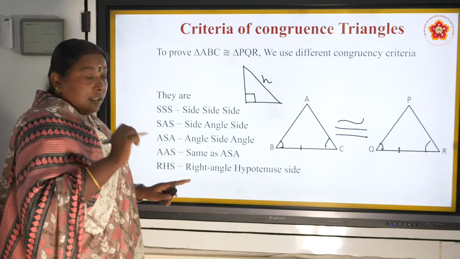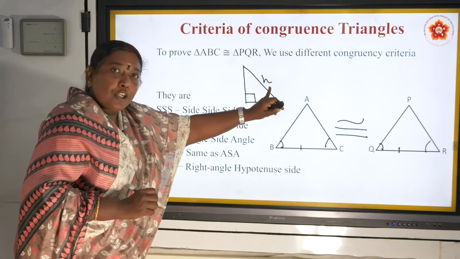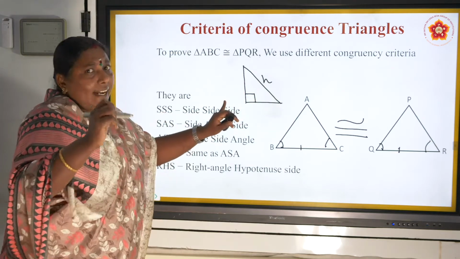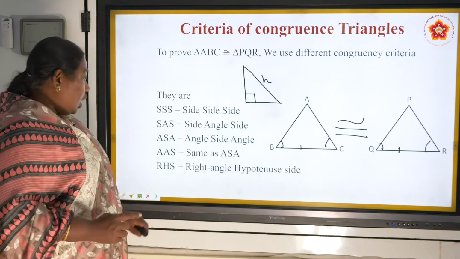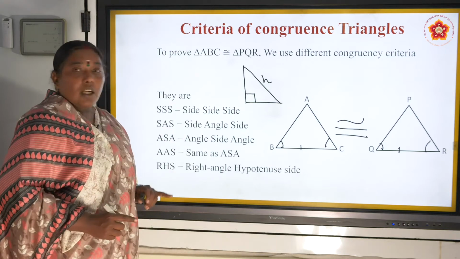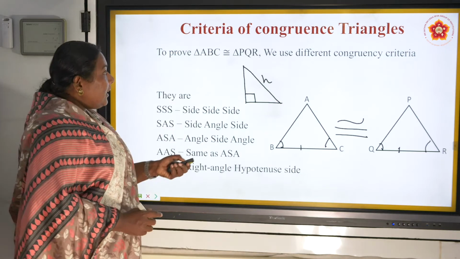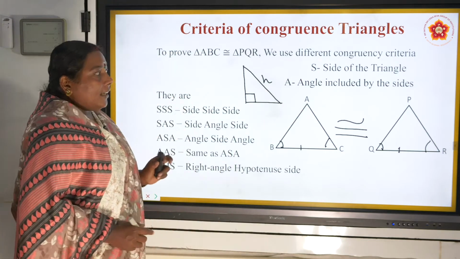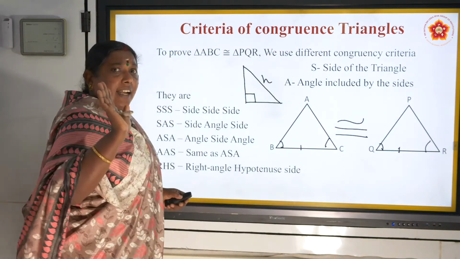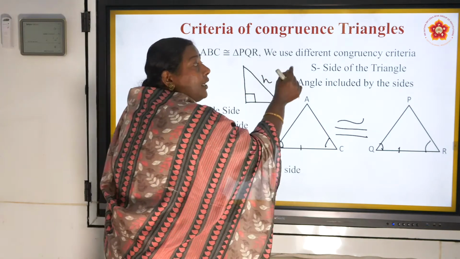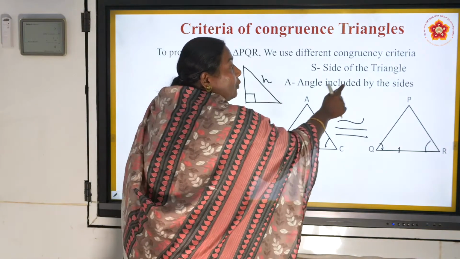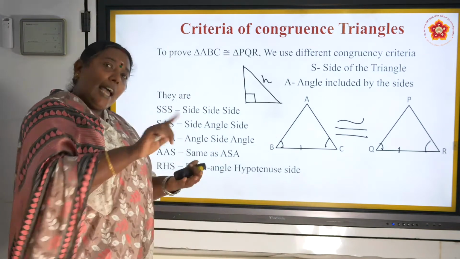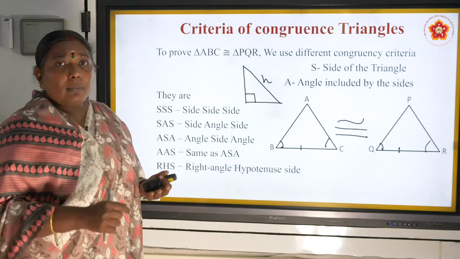When a right angle, the hypotenuse and one side are equal, then we can call them RHS congruency. Now here, what is meant by S? S is called side of the triangle, and A is not any angle. A is the included angle, the angle included by the sides. What is the meaning of the angle included by the sides?